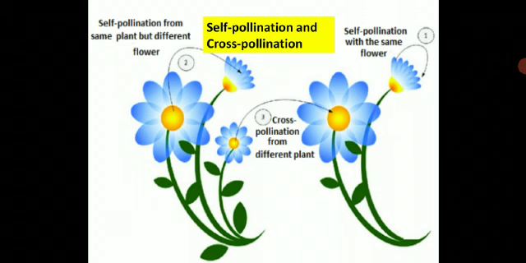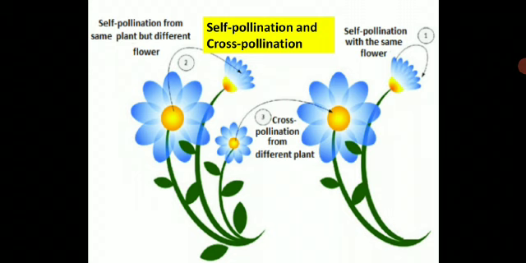Cross-pollination between two different flowers of the same plant or from one plant to the other becomes cross-pollination. So self-pollination from the same plant but different flower, self-pollination with the same flower. Of all these different types of pollination, majorly you have to see self-pollination and cross-pollination. Self-pollination can happen from the same plant but different flower. Self-pollination can happen with the same flower. Cross-pollination is from a different plant. These three concepts you need to understand.